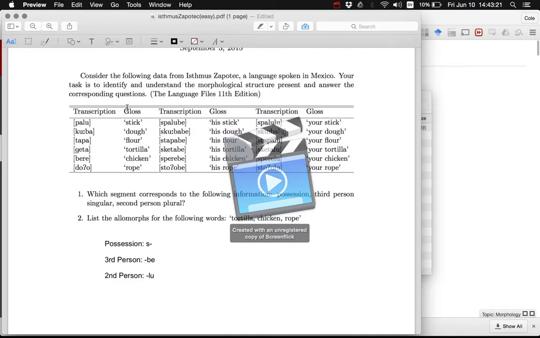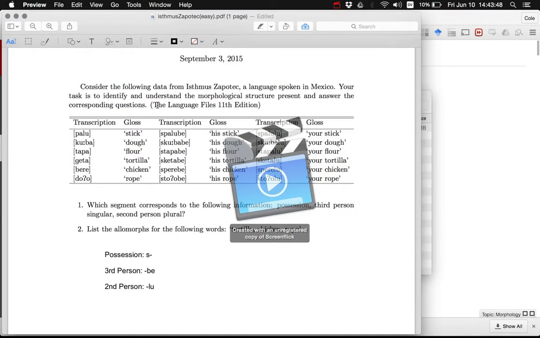What I did is I looked in the very first column of data here, the ones I'm highlighting, and I found the bases of these words. So I found the base word for stick, the base word for dough, flour, tortilla, chicken, and rope. Then I used the remaining two columns, the ones that actually have the translations like his stick or your stick, to begin to diagnose where the possession and the person morphology was sitting. So when I first started looking at the third person column, these are the ones I'm highlighting now, like his stick, his dough, his flour, and so on, I found that the difference between these columns and the base column was that in these ones, we had the S at the beginning and the BE.